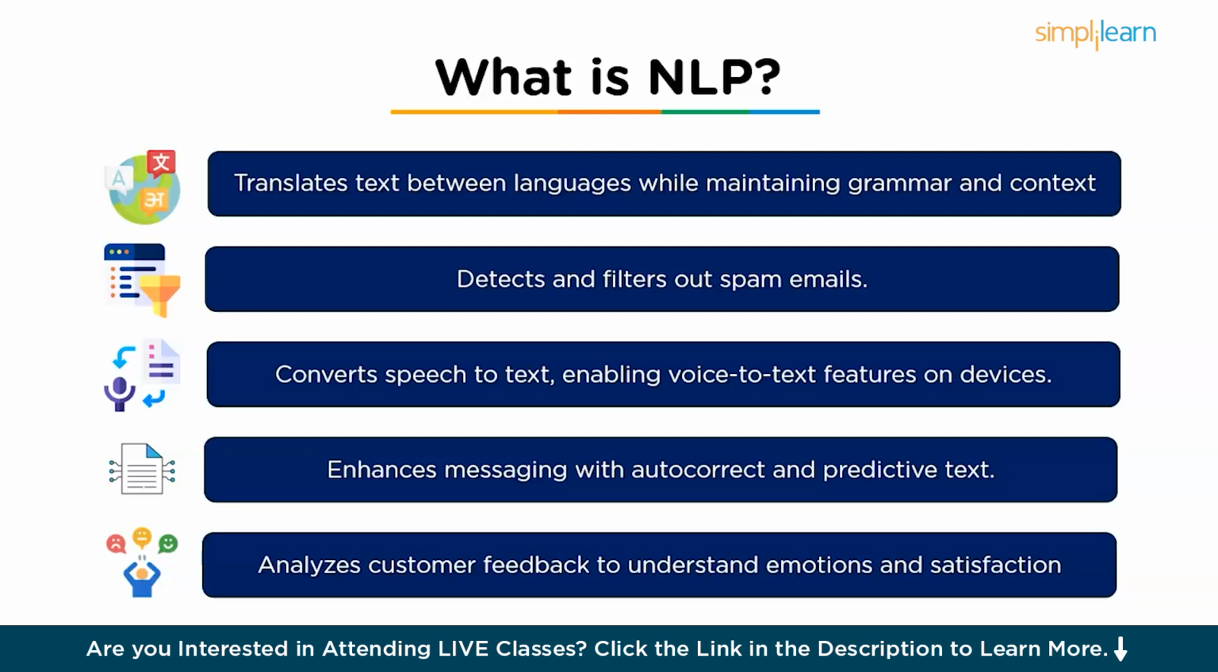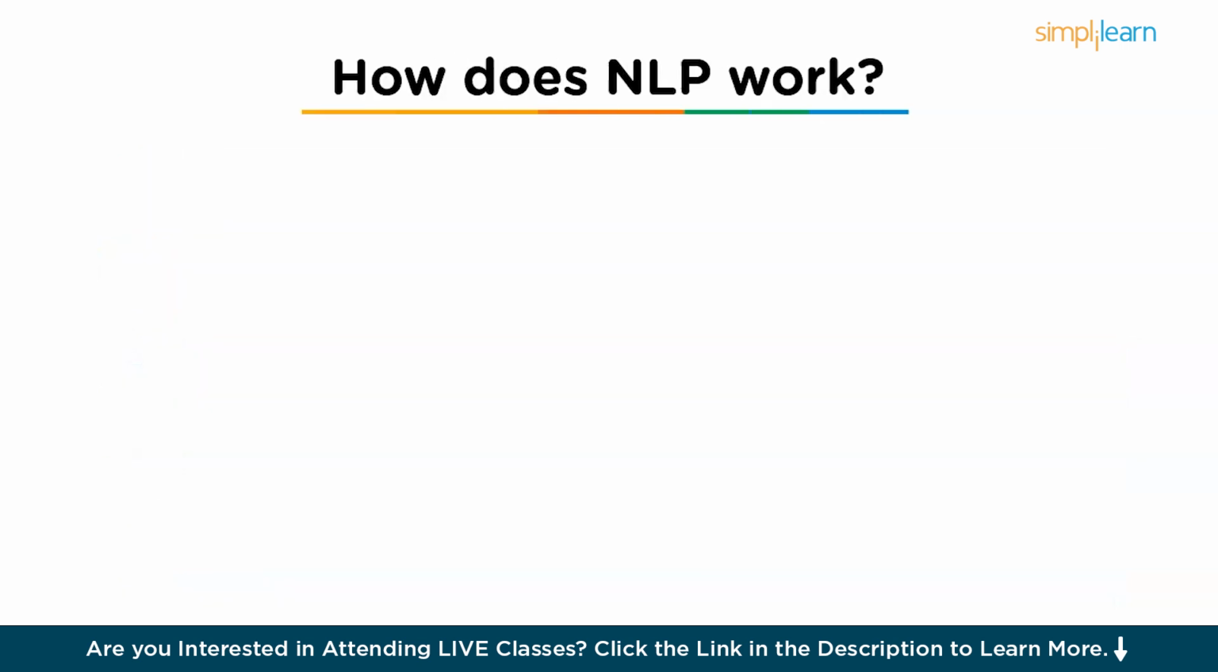In short, NLP is what allows machines to read, write, and understand human language, making interactions between humans and technology more seamless and intelligent. Now let's move on to how NLP, or natural language processing, works. As you already saw, NLP is what enables computers to understand, interpret, and generate human language in a way that feels natural. Human language is incredibly complex.